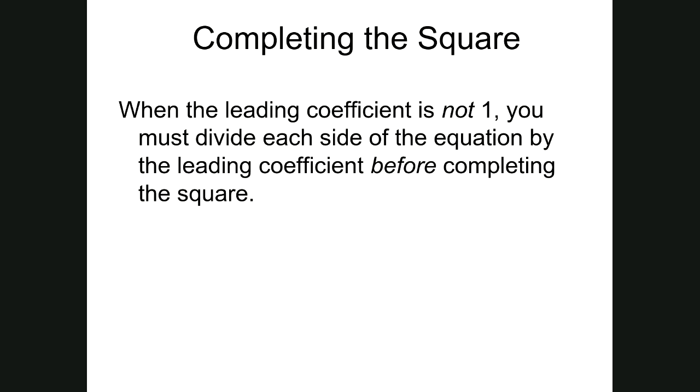When the leading coefficient is not 1, you must divide each side of the equation by the leading coefficient before completing the square. So for example, if I had something like 3x squared plus 9x minus 15 is equal to 0. Yeah, I'd bring the 15 over here, so I've got 3x squared plus 9x plus something is equal to 15 plus something. You've got to divide everything by 3. Okay, you just have to. You can't get away with it.